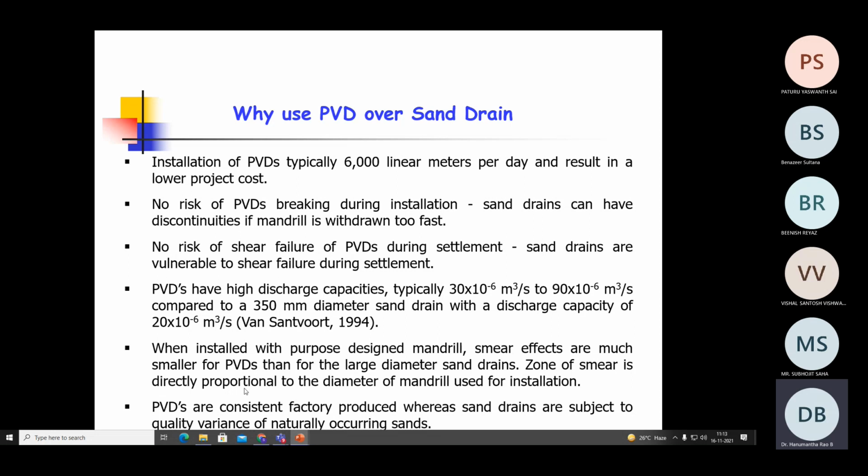This is another advantage when installed with the purpose designed mandrel: smear effect. Smear effect means when the mandrel is advanced into the borehole, it makes some kind of disturbance on the walls of the borehole. That is called the smear effect. You can also see smear effect when you apply any soil on a wall. The obvious consequence of any smear effect is that it blocks the pores.